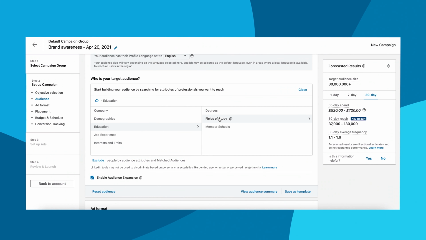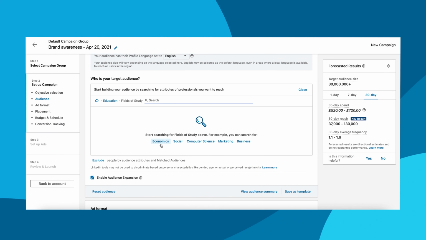Education targeting allows you to look at the fields of study, so the area of study within that member's degree, and also allows you to look at schools, so the college, university, or other learning institution where a member completed their course.